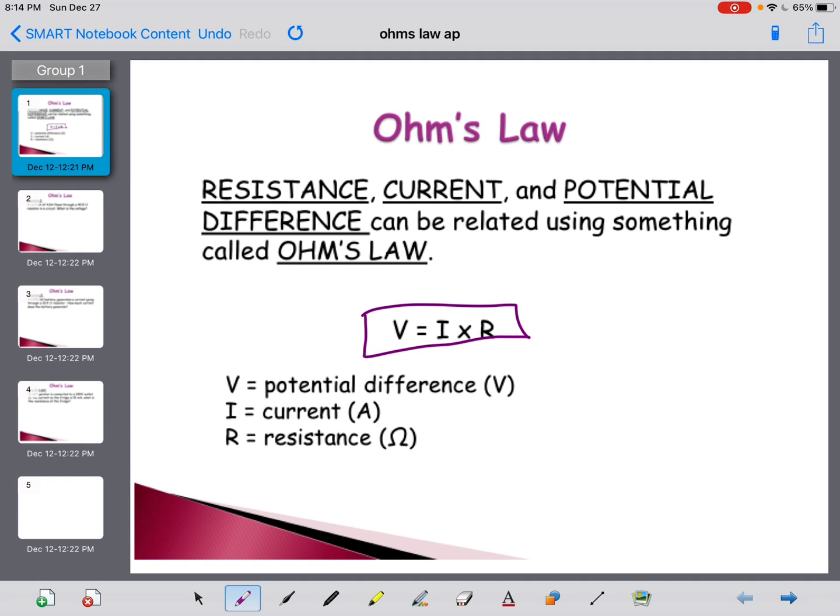So V, of course, representing potential difference. The unit here is in brackets. Okay, so we know that the unit here is volts. I is representing the current, and the unit of current is, of course, amperes or amps. And the capital R is representing resistance, which we know is in units of ohms.